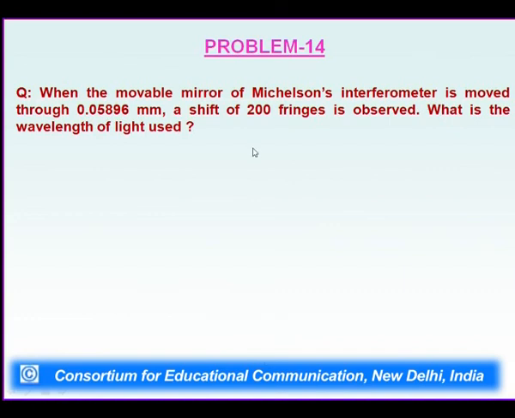The next problem is based upon the Michelson interferometer. When the movable mirror of the Michelson interferometer is moved through 0.5896 mm, a shift of 200 fringes is observed. What is the wavelength of light used? This numerical is based upon the Michelson interferometer.